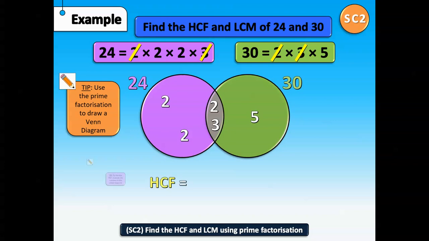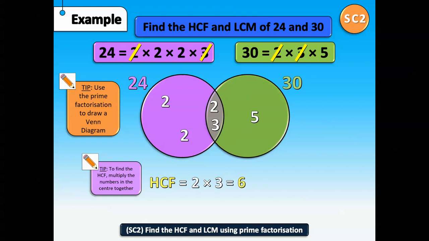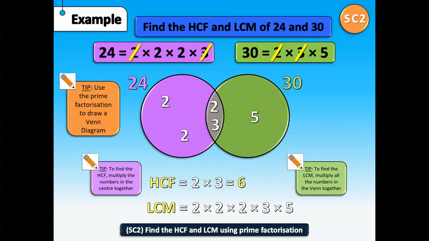So the highest common factor is the numbers in the middle times together. So in the overlap section is 2 and 3. So the highest common factor is 2 times 3, which is 6. The lowest common multiple is all the numbers in the Venn diagram multiplied together. So that's 2 times 2 times 2 times 3 times 5, which is 120. So the highest common factor of 24 and 30 is 6, and the lowest common multiple of 24 and 30 is 120.